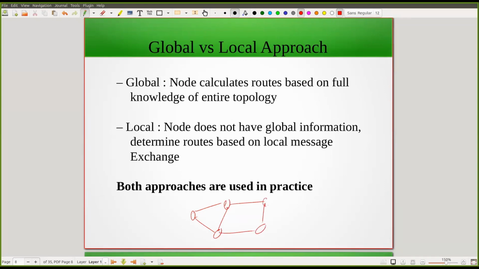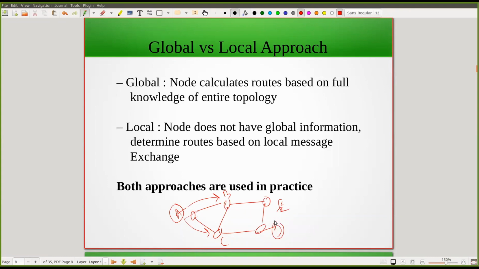Let's say these are the various nodes and how they are connected to each other. This is A, this is B, this is C, D, E. These are the various nodes, computers connected to each other. Now, A is directly connected to B, so it must know the cost of communication. A is directly connected to C, so it must know the cost of communication to C. But A is not directly connected to D, so initially it may not know the cost of going to D.